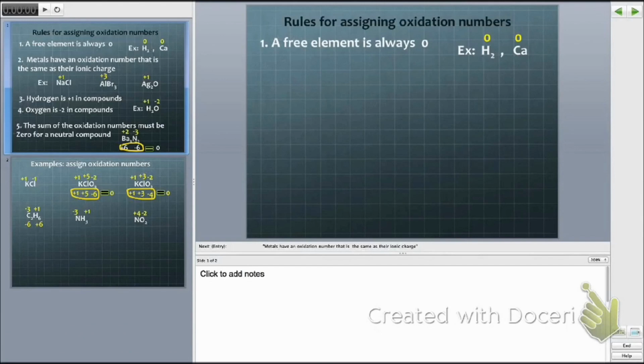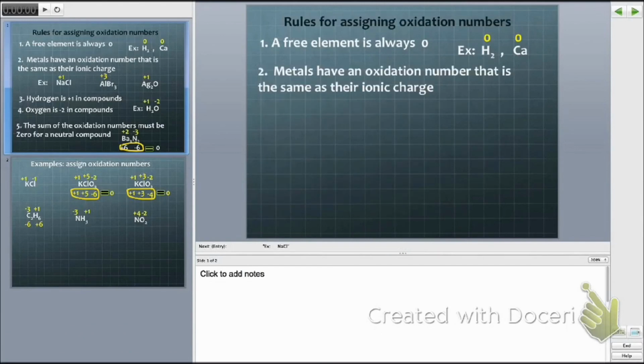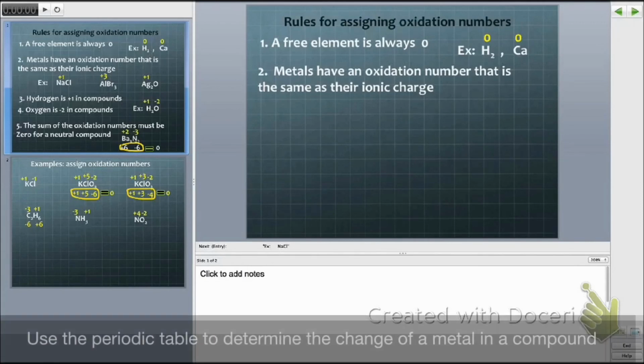All right, let's look at our next rule. Our next rule is that metals have an oxidation number that is the same as their ionic charge. So if I had calcium in a compound, like calcium chloride, what would calcium's oxidation number be? Then I would look at the periodic table and know that the charge is +2.